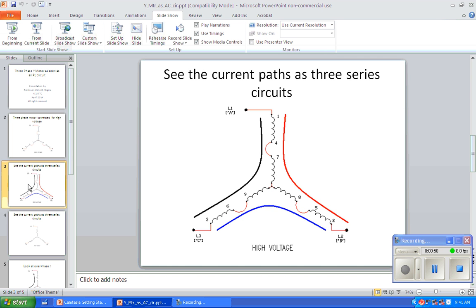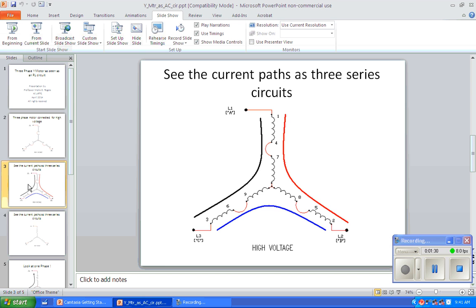So here's the black phase, phase A, going across winding 1, 4, 7. That's not 7, 8. That's 7 central point, 9, 6, and 3. You see it forms a series circuit across 2 sets of windings. Now the red phase does the same thing across 1, 4, 7, 8, 5, 2. And then the blue phase will go across 2, 5, 8, 9, 6, 3. So you can see there are 3 separate phases happening at slightly different times.